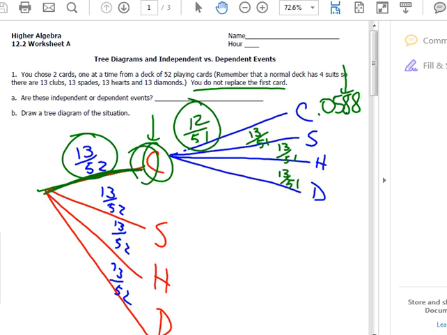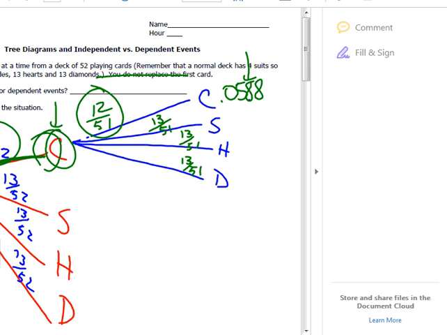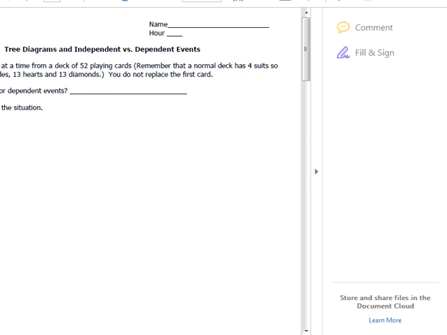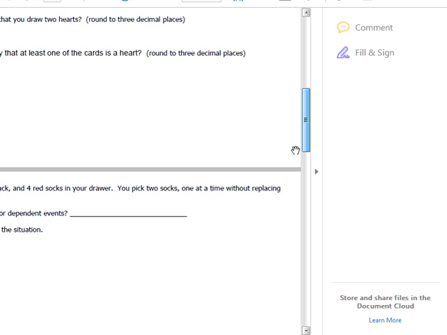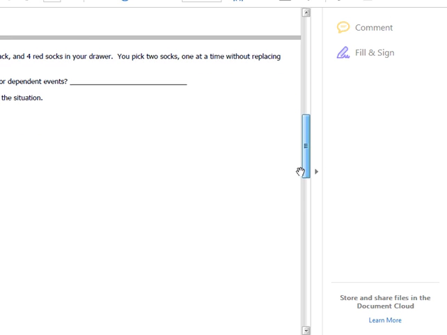And I'm going to pause, or I'm going to delete the ink on this thing if I can. Clear. Where's clear? Clear ink. Okay. Then I'm going to slide down. And I want you to do the sock question also. And you need the diagram.